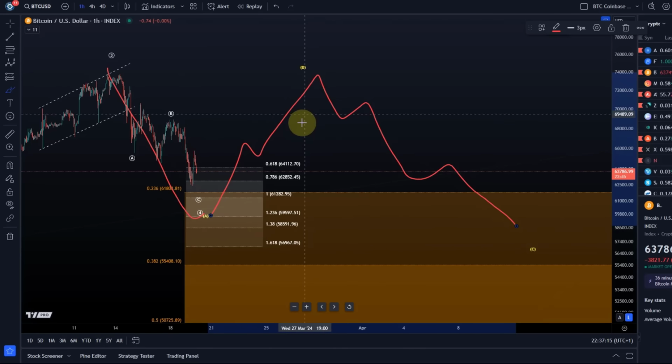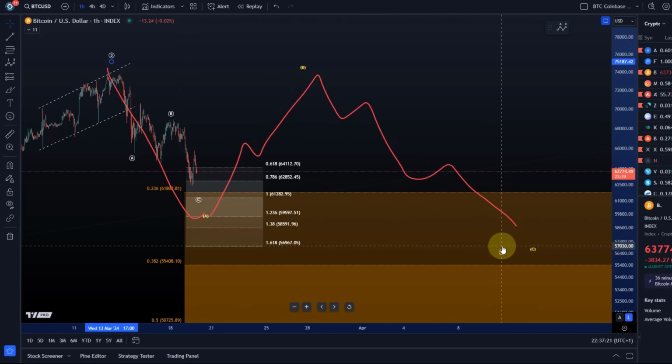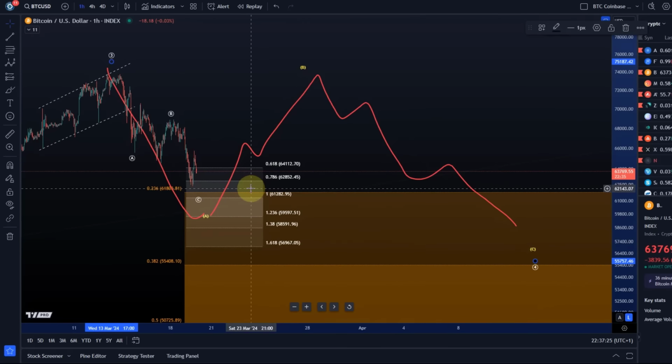But we often see that, okay? We often see that these wave 4 corrections stretch out. The wave 4 would then be here. And only later we would start with that move to the upside. That's something to be aware of.